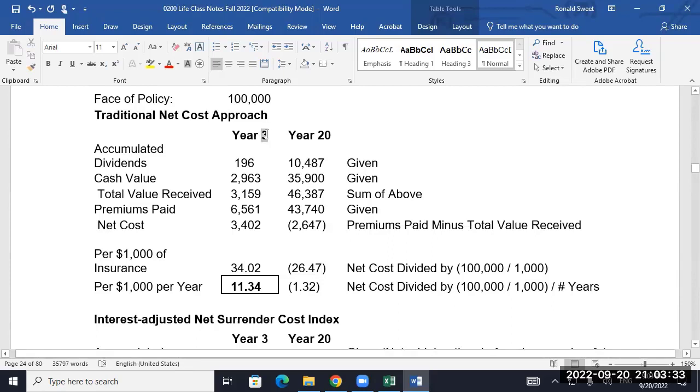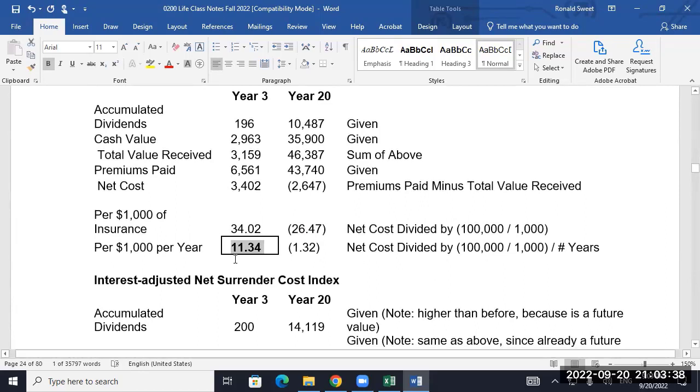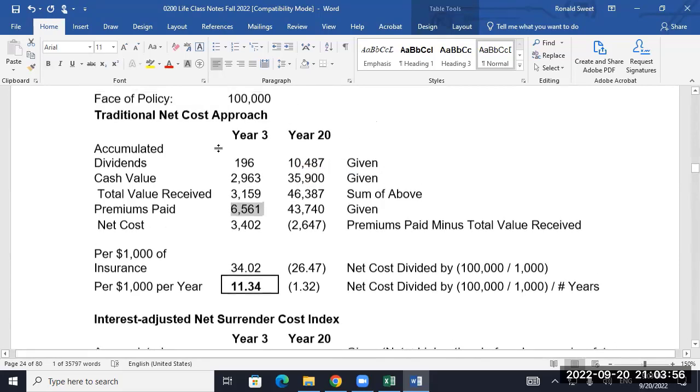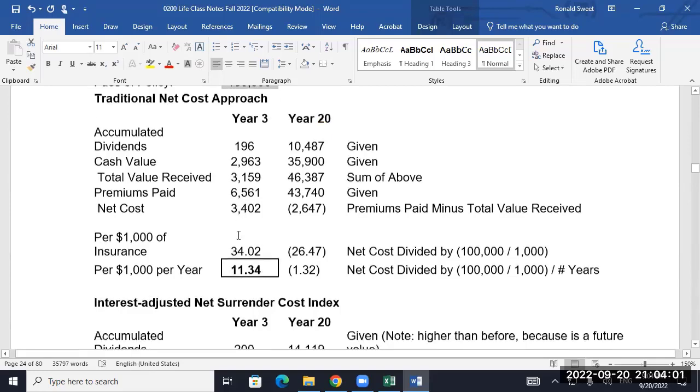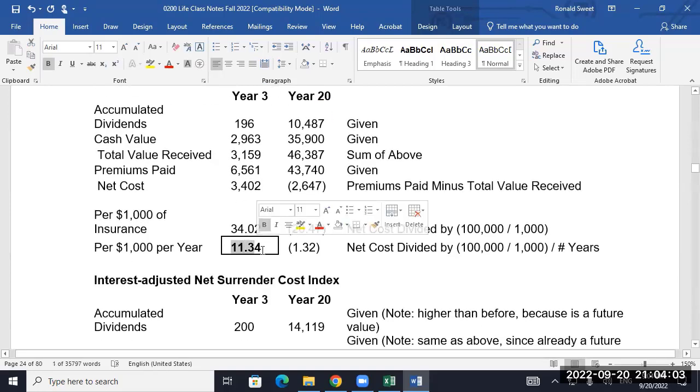And then we say, well, this is over 3 years. Let's divide that by 3. So essentially, we're paying $11.34 each year for every $1,000 of insurance we're getting. And you can compare that $11.34 to another company's product just to see who's more expensive. And when you do that, you account for dividends, you account for cash value, and you account for premiums. You don't have to account for the face value because you're getting the same. This is on a per $1,000 basis, so you're comparing like to like. The problem with this is that you don't have time value of money.